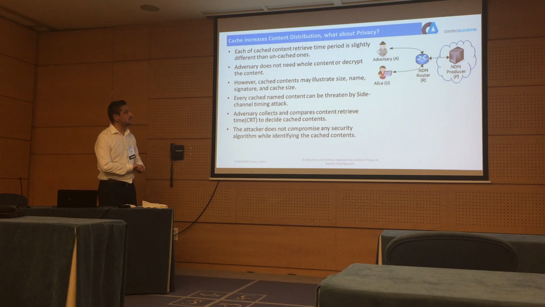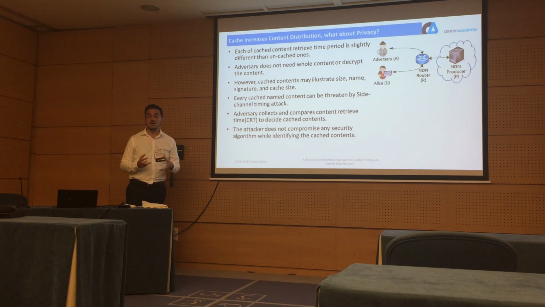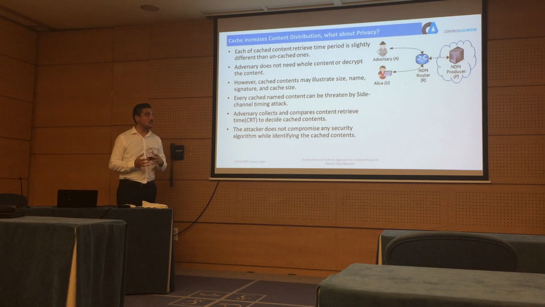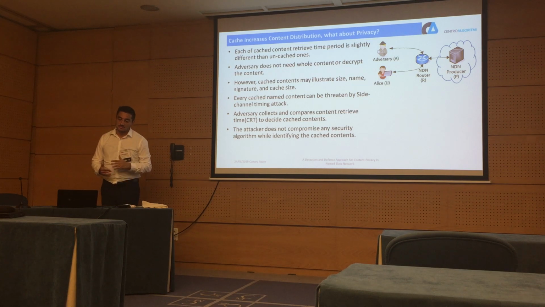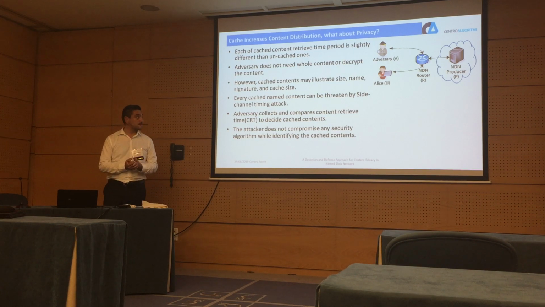So what the adversary does here is use the timing difference between cached and uncached packets. If it's cached, the timing of the data packet is lower than the uncached one. So the adversary decides that these contents have been cached by somebody or some entities in this network. Then it focuses on and investigates that content in order to succeed in the attack.